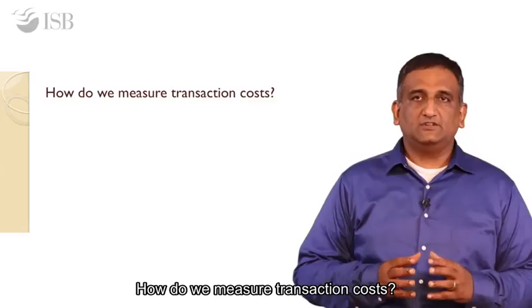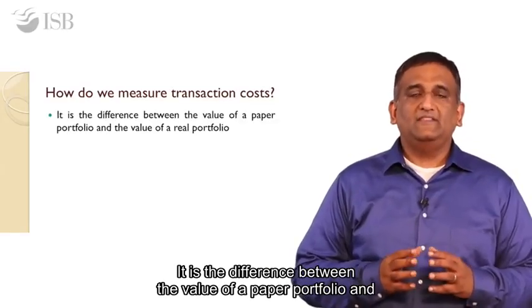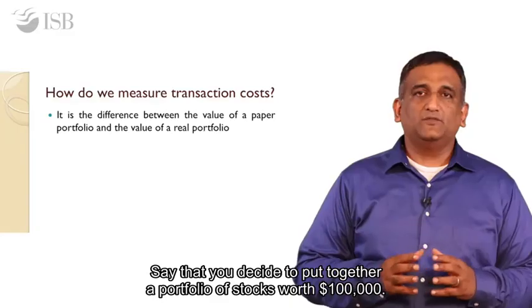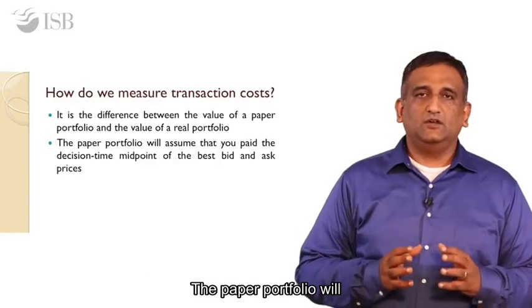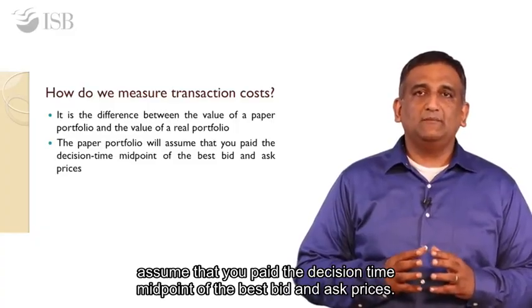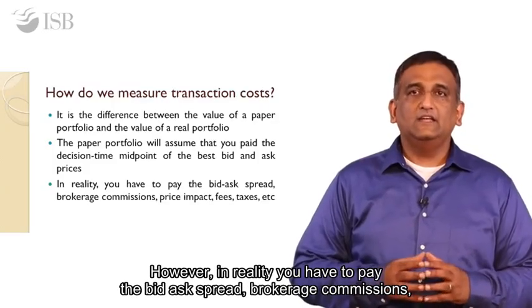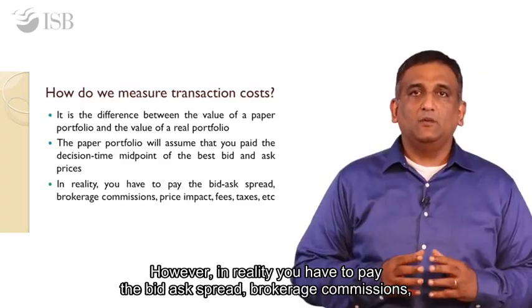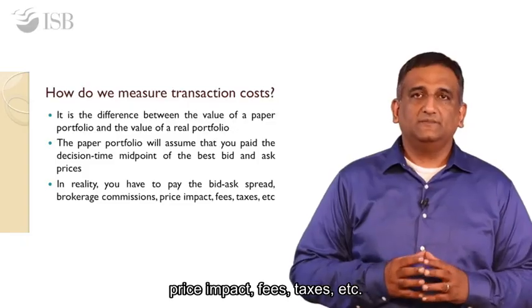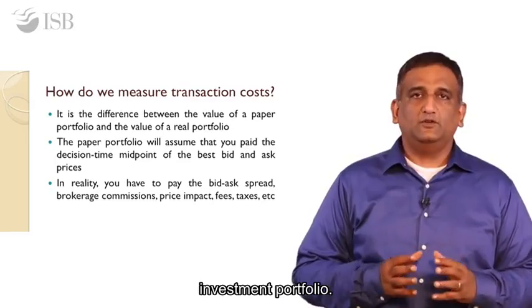How do we measure transaction costs? It is the difference between the value of a paper portfolio and the value of a real portfolio. Say that you decide to put together a portfolio of stocks worth $100,000. The paper portfolio will assume that you paid the decision time midpoint of the best bid and ask prices. However, in reality, you have to pay the bid-ask spread, brokerage commissions, price impact, fees, taxes, etc. All of these will affect the actual return you realize from your investment portfolio.